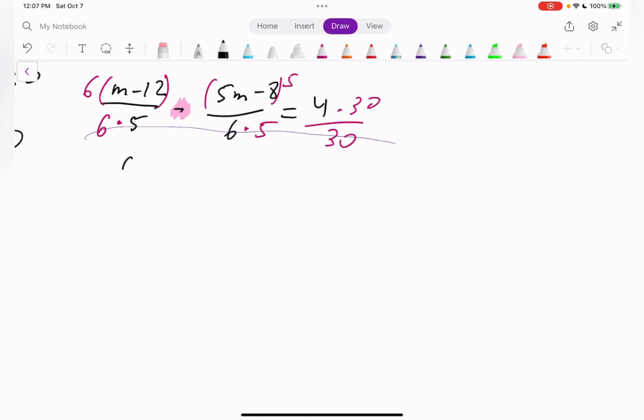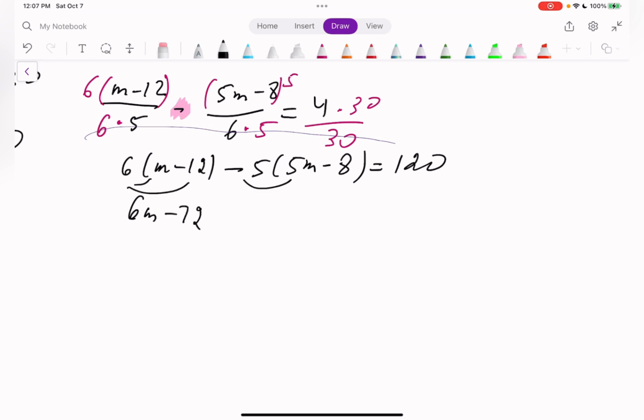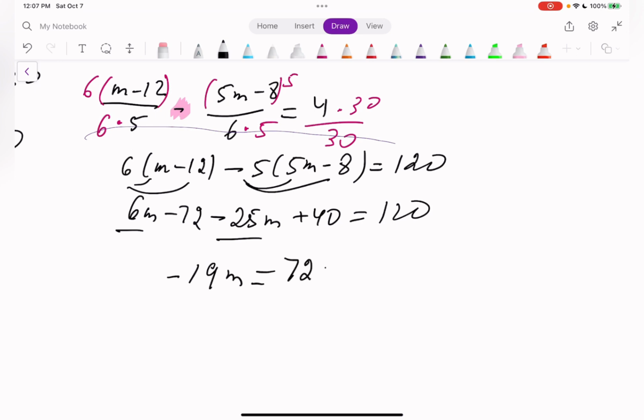We drop the denominator, we get 6 times m minus 12 minus 5 times 5m minus 8 equals 120, which means 6m minus 72 minus 25m plus 40 equals 120. So 6m minus 25m is negative 19m, so equals positive 72, negative 40, and positive 120. Right? I moved all available terms to the right side. So negative 19m is equal to 72 minus 40, it's 32, and plus 120, 152.